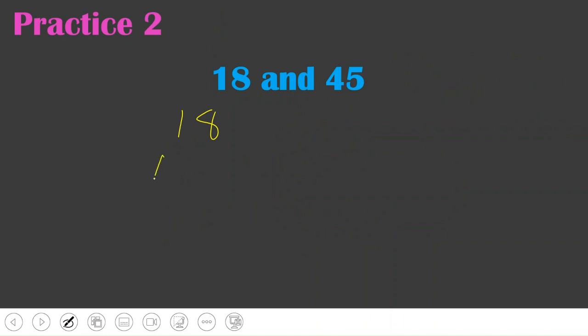So I know that 1 times 18, that's a factor pair for 18. I know that 18 is even, so it's divisible by 2. So 2 times 9 is 18.